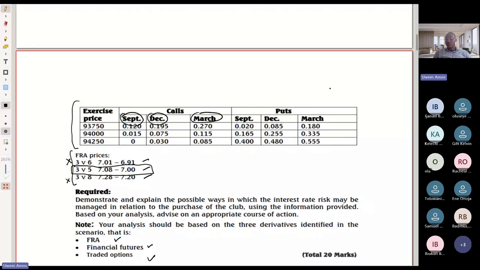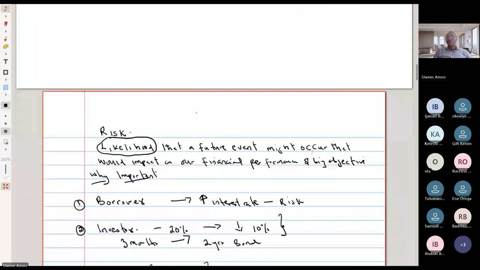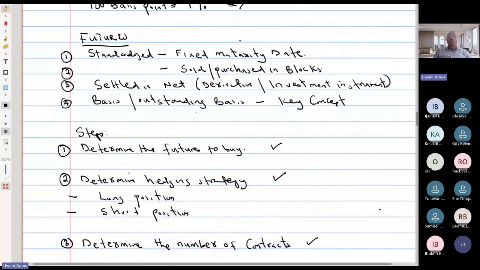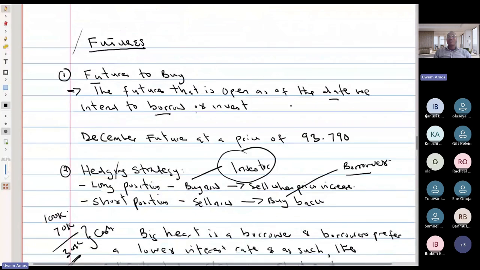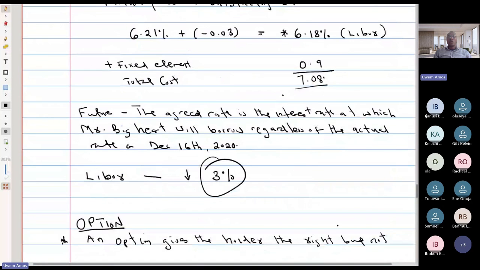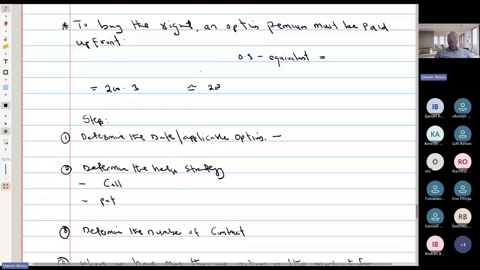Now the rule is the same as with futures. Who would like to quickly remind us, if you may? You can raise your hand and I would unmute you. What would be the rule on selecting our futures from our first class?